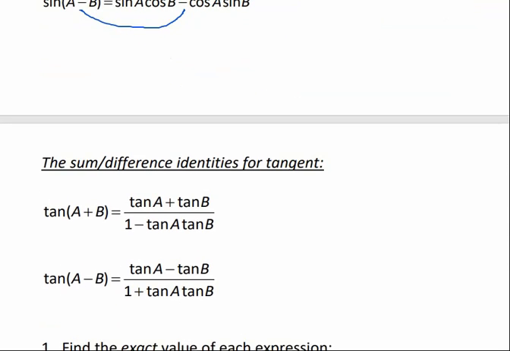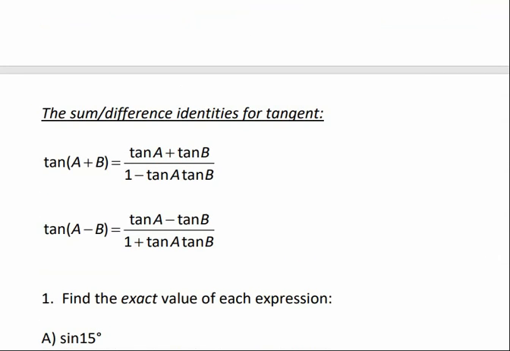And then the sum and difference identities for tangent are: tangent of a plus b is equal to tangent of a plus the tangent of b over 1 minus the tangent of a times the tangent of b. And then the difference identity is the same except for the signs.